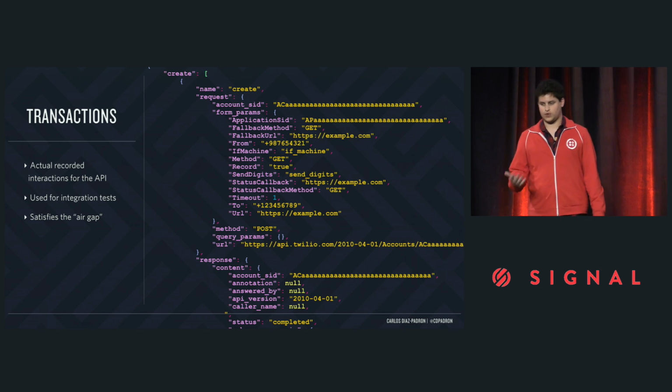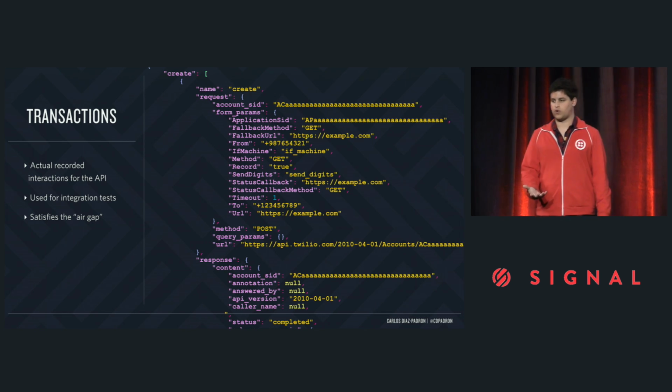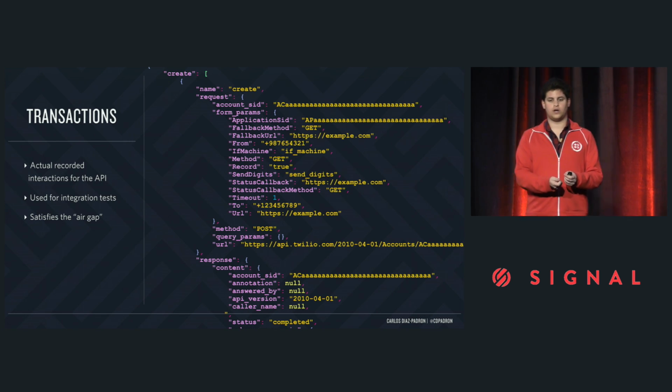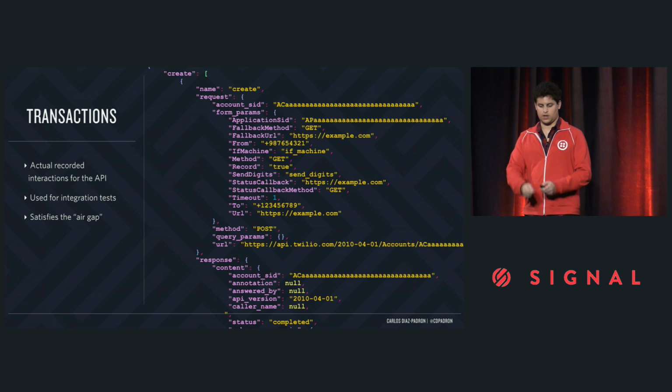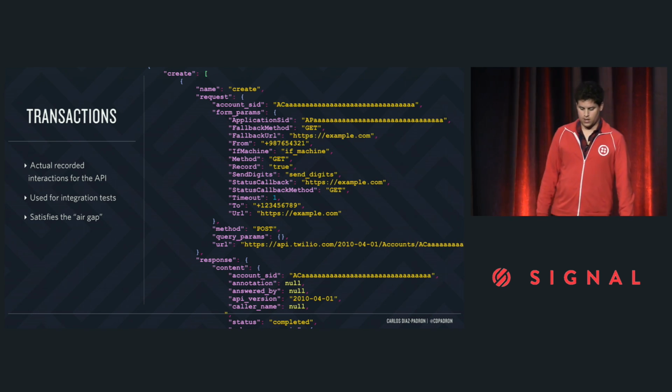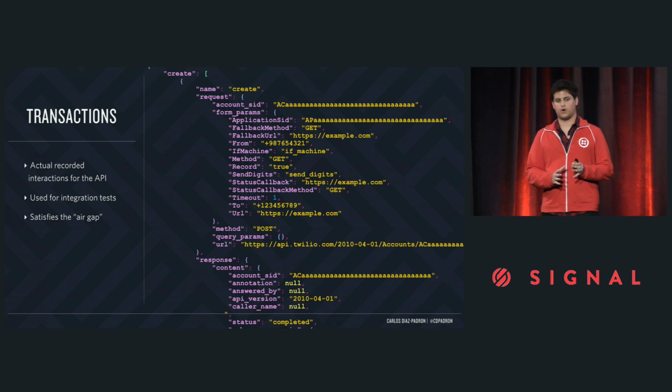So the transactions are the actual recorded interactions with the API. It'll be like VCRs of what we actually get when we hit this API, what we request and what we respond with. And this satisfies this kind of gap we want to work with, where we don't want the integration tests to actually use any of the base definitions to generate their automatic tests.